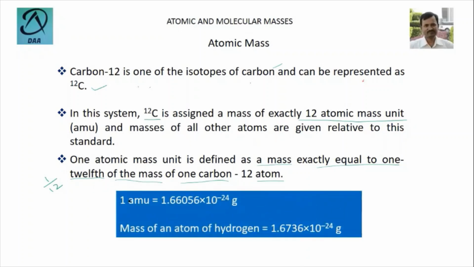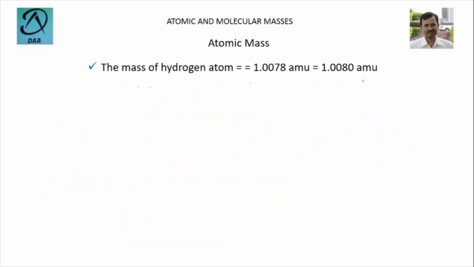So in this way, when we calculate it in grams, 1 AMU is 1.66056 multiplied by 10 to the minus 24 gram. And the mass of an atom of hydrogen is 1.6736 multiplied by 10 to the minus 24 gram. Now the mass of a hydrogen atom in AMU we can write as 1.0078 AMU, and approximately 1.0080 AMU.